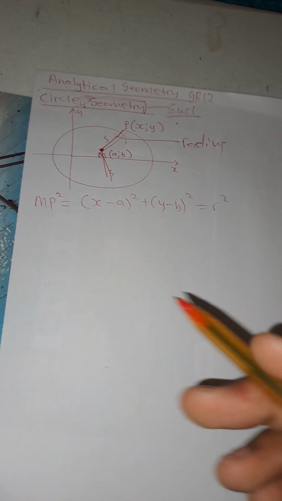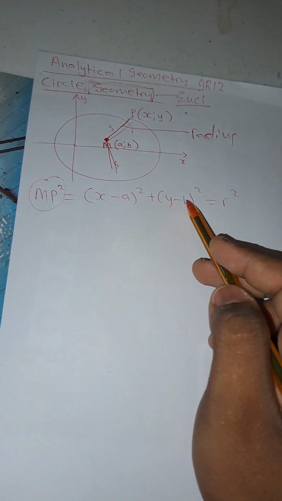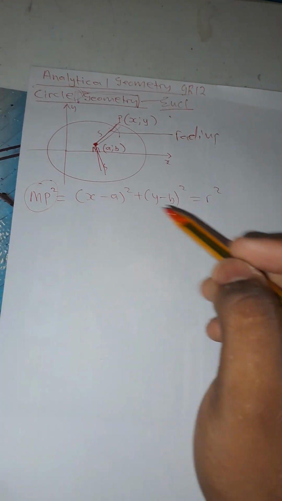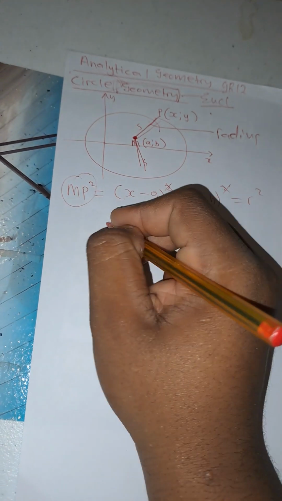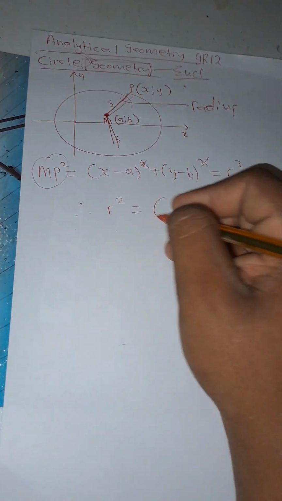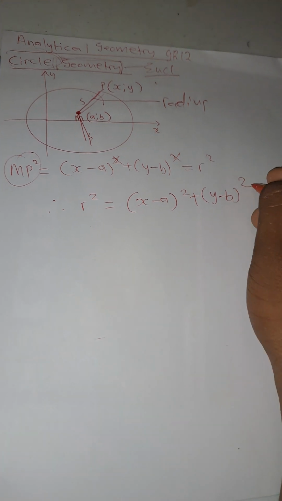So the equation for this circle will be what? MP squared is equal to (x minus a) squared plus (y minus b) squared is equal to r squared. This is basically the distance formula, but now you are not putting the square root. If you put the square root, you eliminate the square, so now it will be what? Therefore r squared is equal to (x minus a) squared plus (y minus b) squared.